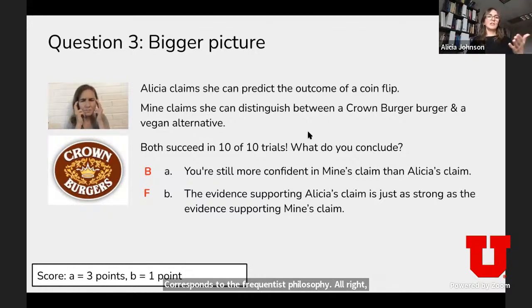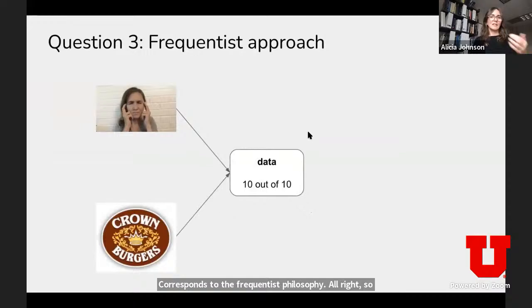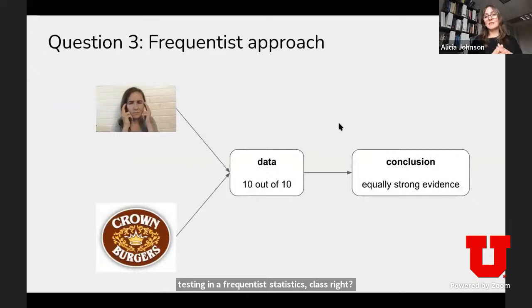All right, so I do want to talk about why that is. In both of these claims, the data was the same. We had 10 out of 10 successes for my claim and Mina's claim. And so if you're thinking about how we do hypothesis testing in a frequentist statistics class, we look at the data. In this case, the data is the same. And so our conclusions are going to be the same, because we have the same data.